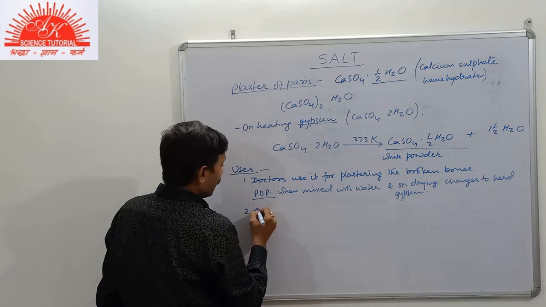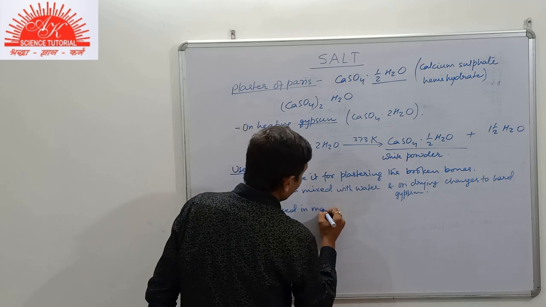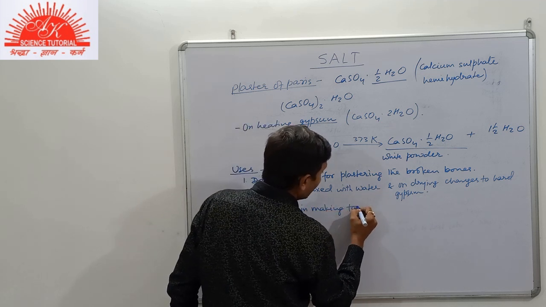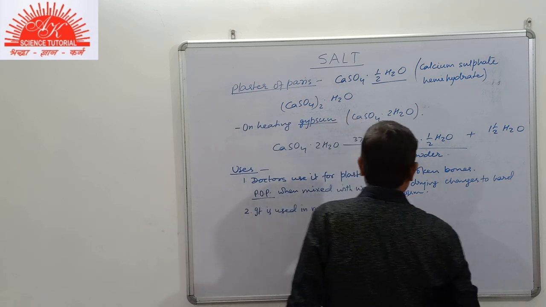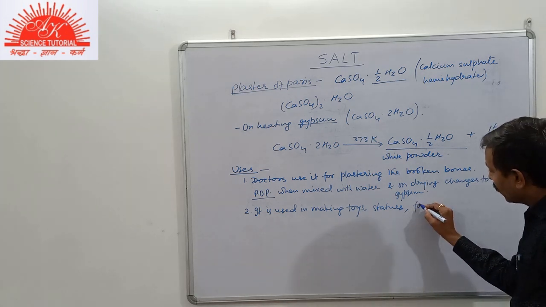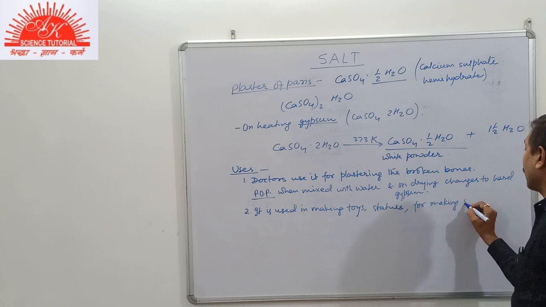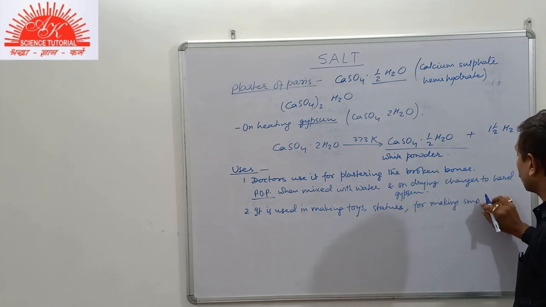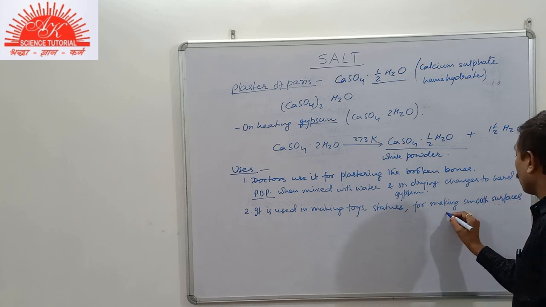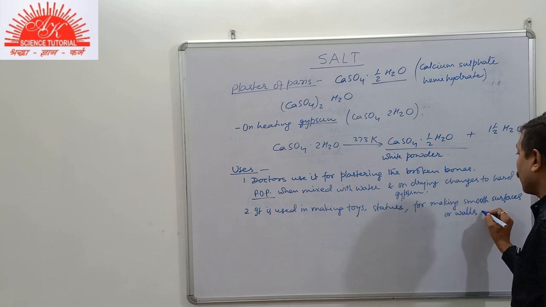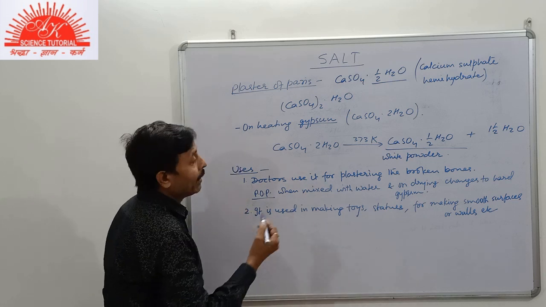Second, it is used in making toys, statues, as well as for making smooth surfaces or walls, etc. So we find its use even in the cement industry.